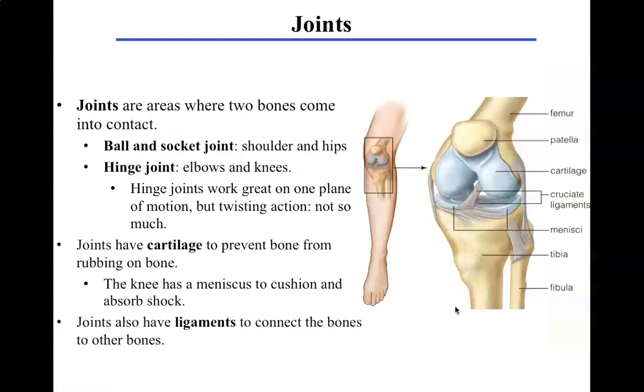Joints. Joints are areas where two bones come into contact. You've got lots of joints all over your body, your wrists, your fingers, your elbows, your ankle, your knee, and so on. Joints come in two main types, ball and socket joints and hinge joints. Think about your shoulder and hips. These are ball and socket joints, so named because the end of your leg or arm bone is shaped like a ball, and then the joint of your shoulder or your pelvis is shaped more like a socket.